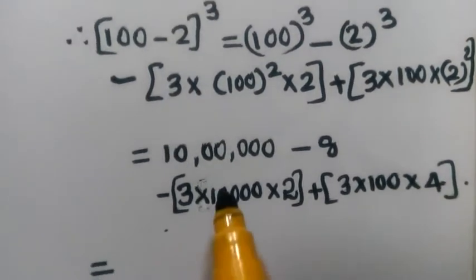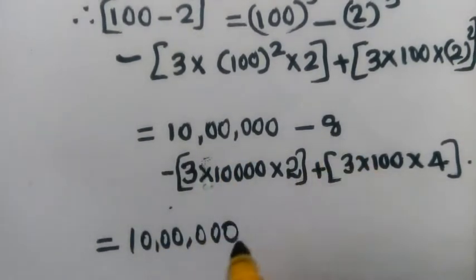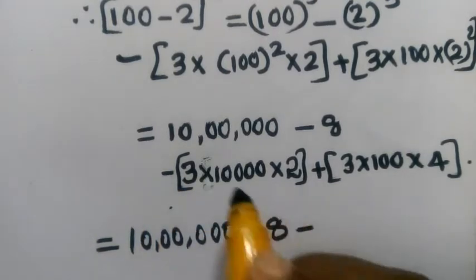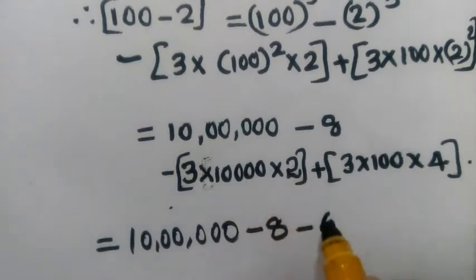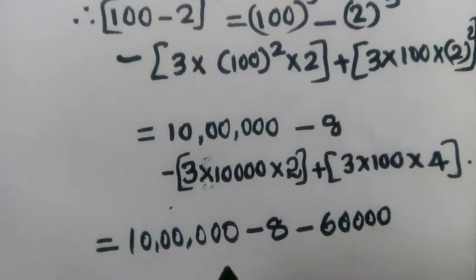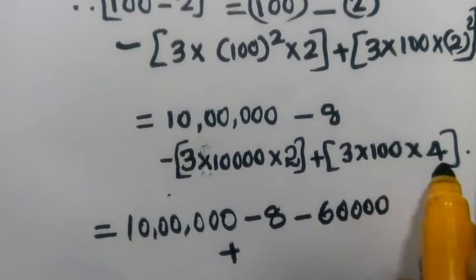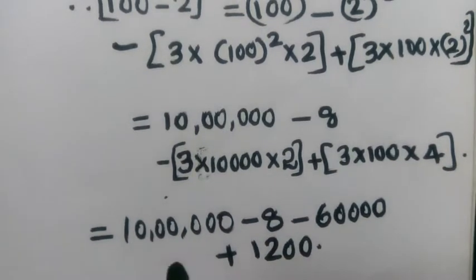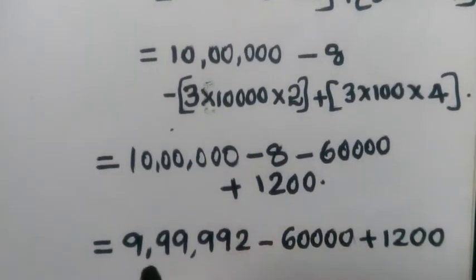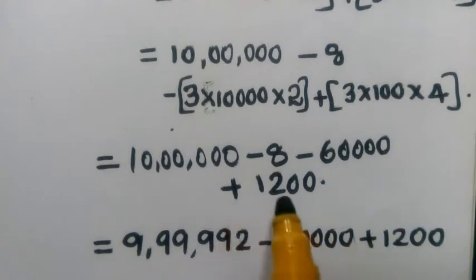Next step, 10 lakh minus 8 minus 3 into 10,000 is 30,000. 30,000 into 2 is 60,000, plus 3 into 100 is 300. 300 into 4 is 1,200. Next step, 10 lakh minus 8 is 9,99,992, minus 60,000 plus 1,200.